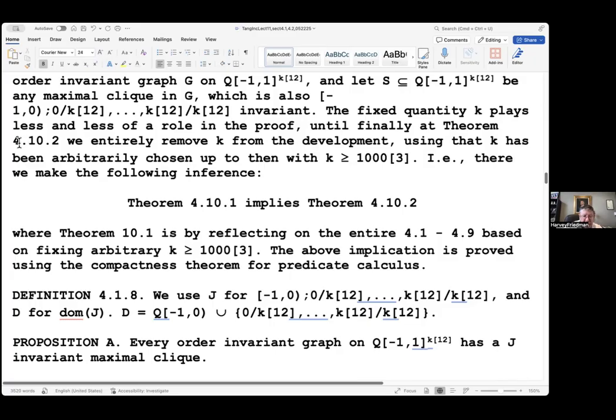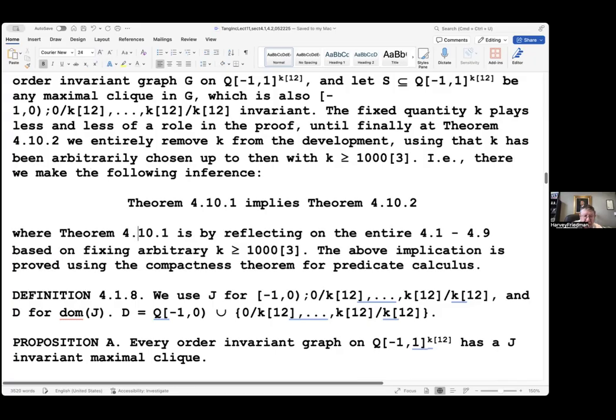Where theorem 4.10.1 is by reflecting on the entire development, 4.1 through 4.9, based on our big number K. The above application is proved itself using the compactness theorem for predicate calculus. So we fix K, we do a lot of work. Then we say, hey, by the way, for all K blah, because K was arbitrary. For all K blah, for all K big enough, blah.